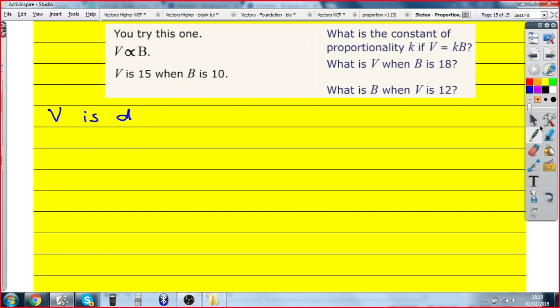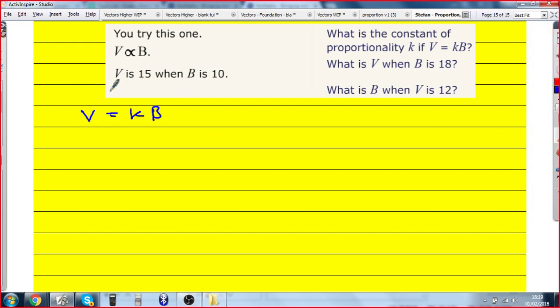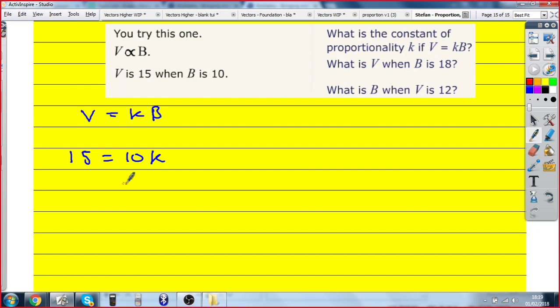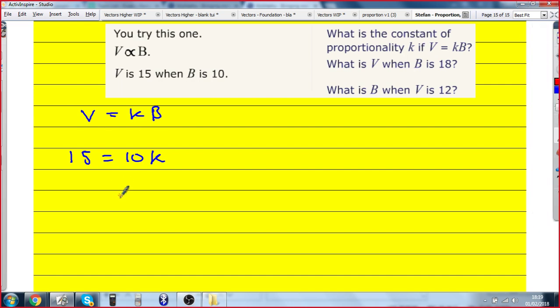Let's see. So if it's directly proportional, so V equals KB. Sub these in. So V is 15. B is 10. How would you get K? You need to do 15 divided by 10. And what is that? 1.5. That's it. So K is 1.5. So V equals KB. You can now write that as V equals 1.5B. K is the constant of proportionality, basically what you times B by to get V.